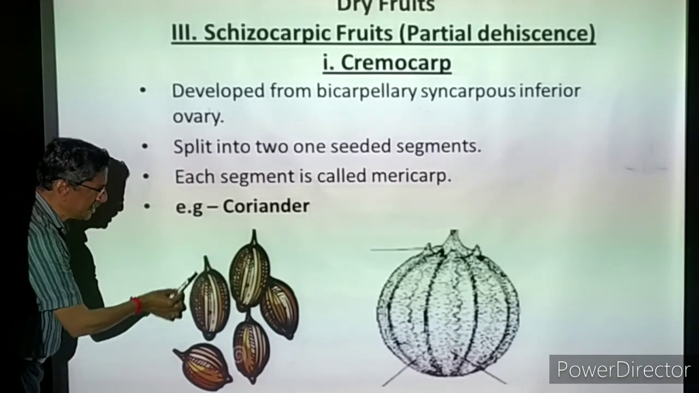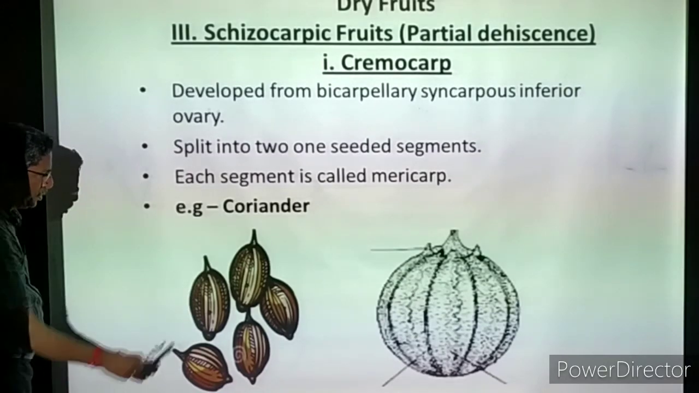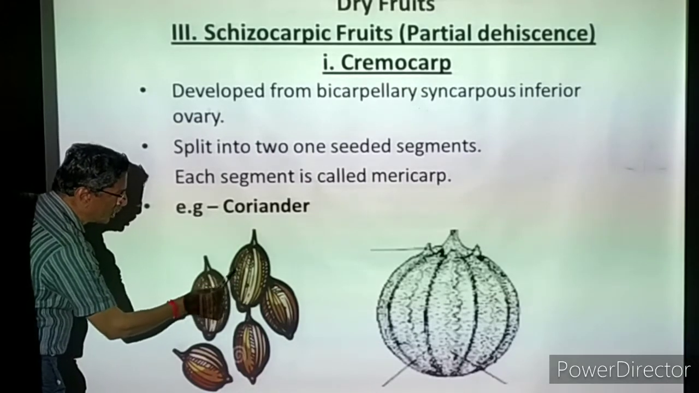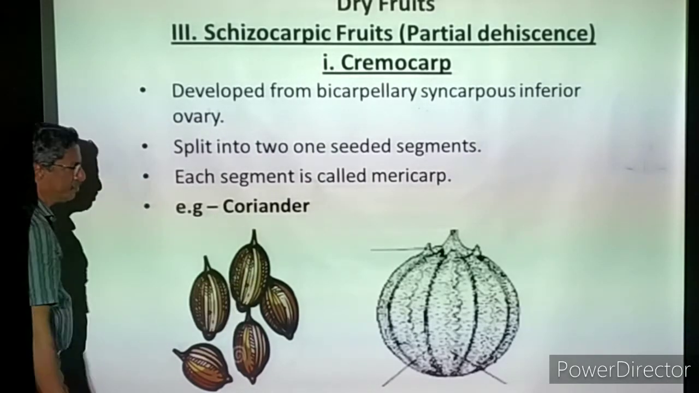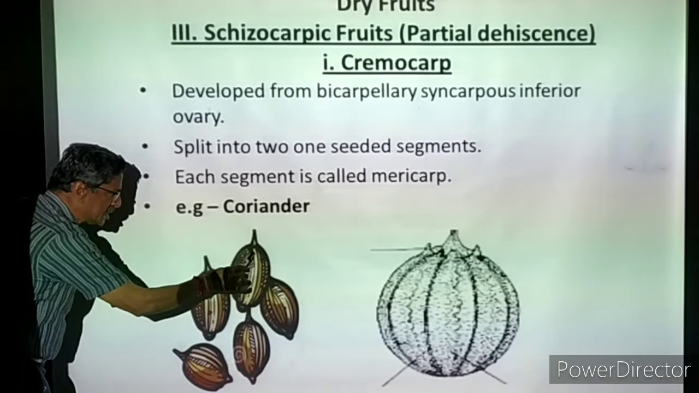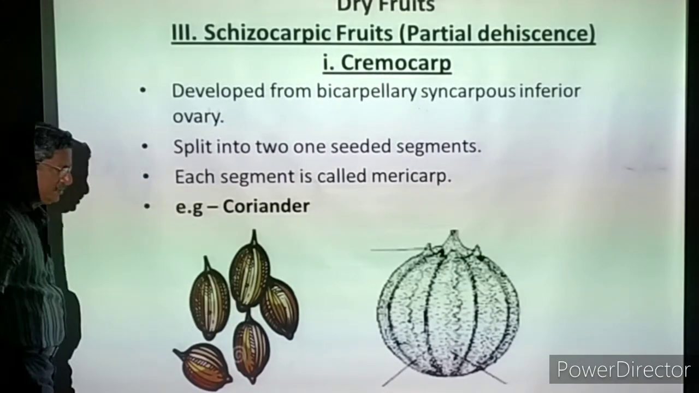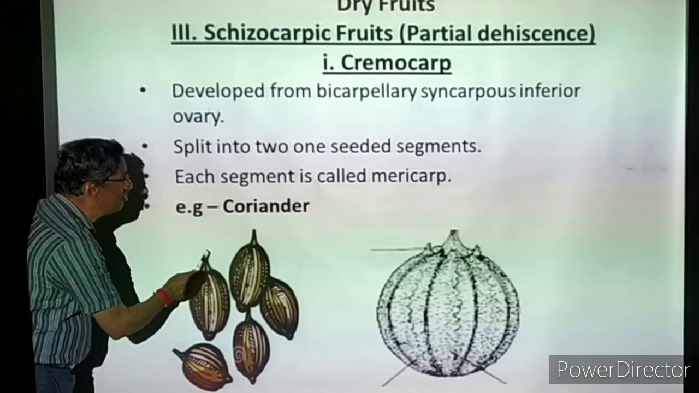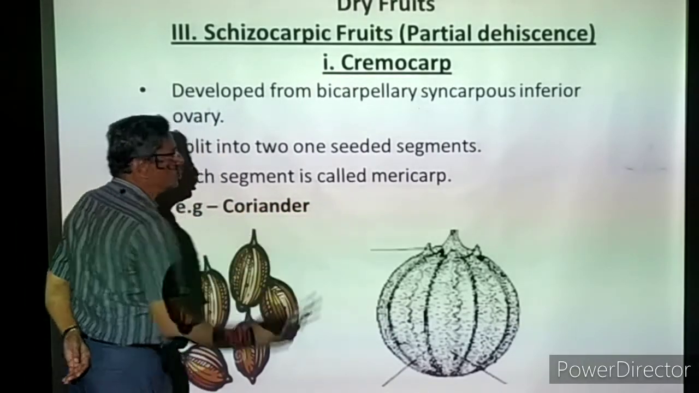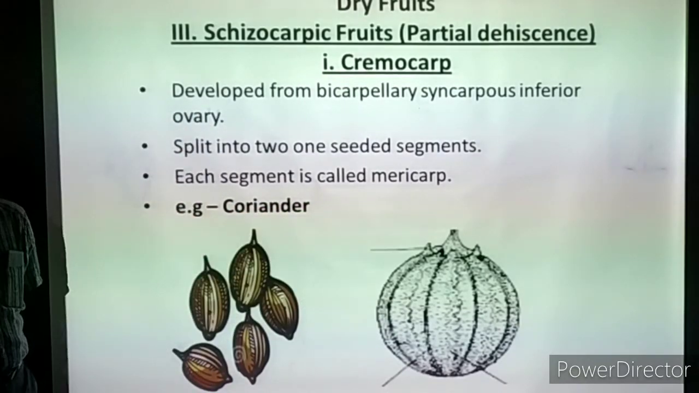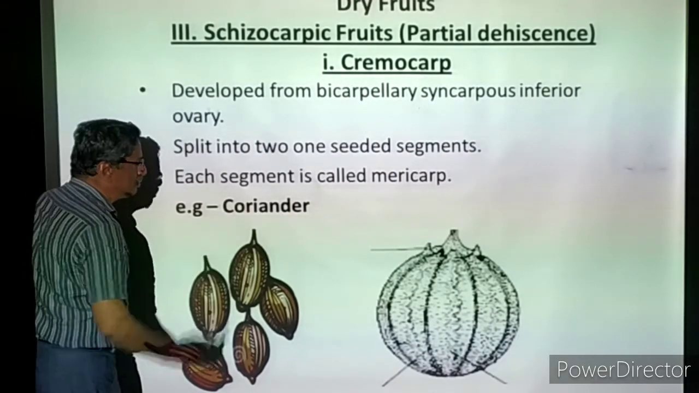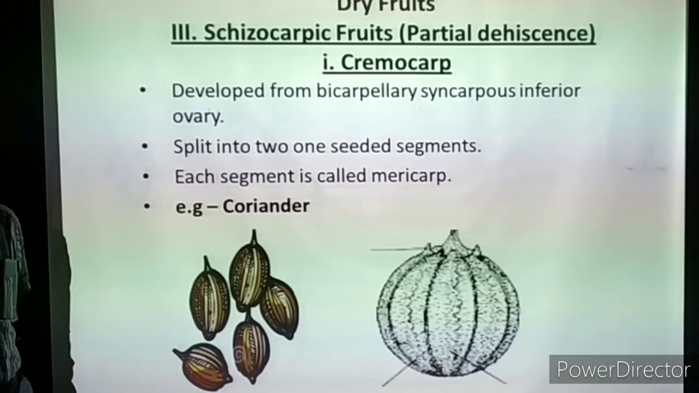For example, I am taking this fruit. Any one you can take. Now this is the fruit, and two seeds are there, one on this side, one on this side. When the fruit is splitting, it is splitting at the center between the two seeds. It is splitting into two, so each half is called a mericarp. So two mericarps are produced, and each mericarp is having one seed. Example, coriander.